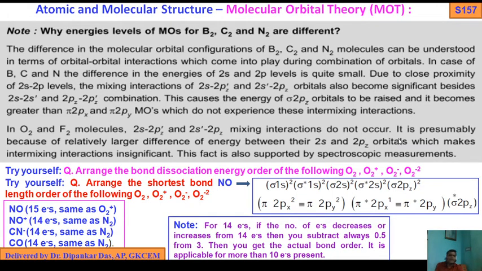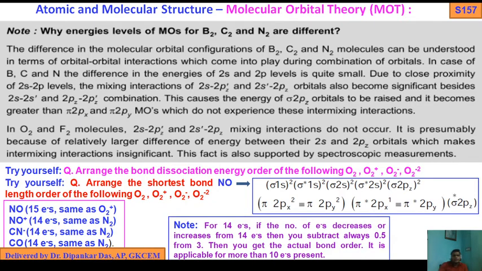Why are the energy levels of MOs for B2, C2, and N2 different? The difference in the molecular orbital configuration of B2, C2, and N2 molecules can be understood in terms of orbital interactions which come into play during the combination of orbitals. In case of boron, carbon, nitrogen, the difference in energy of the 2s and 2p levels is quite small. As I told you, B2, C2, N2 have one type of MO, and O2, F2, Ne2 another type of MO.